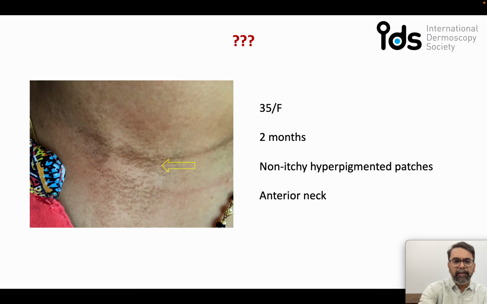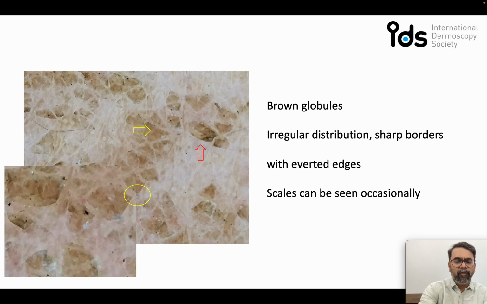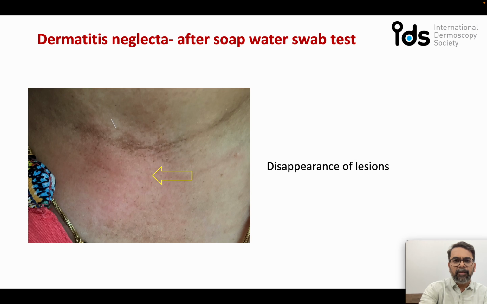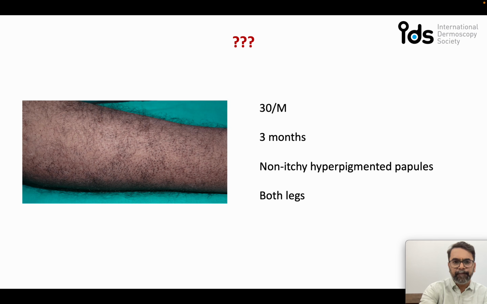Second example: this lady presented with non-itchy hyperpigmented patches on the anterior neck. There is a history of trauma and tenderness at the site of involvement. Dermoscopy showed brown globules in irregular distribution with sharp borders and everted edges. Scales can also be seen occasionally. This is a close-up view to show brown globules with everted edges. So this was a case of dermatitis neglecta. We did a soap water swab test, which resulted in disappearance of the lesion. Dermoscopy also showed disappearance of the pigment globules.